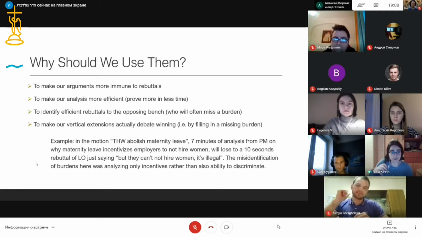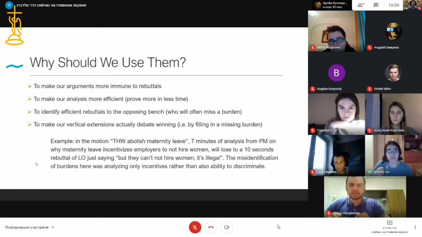So, what do we conclude from this? Firstly, using burdens of proof, identifying what are the burdens that we need to fill in for the arguments, makes them more immune to rebuttals in the first place. It makes it harder for the other side to find a 10 seconds response that takes down our argument. Secondly, it also makes our analysis more efficient time-wise.